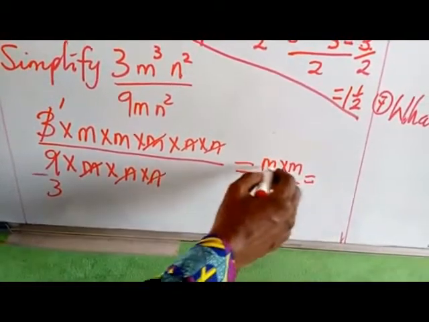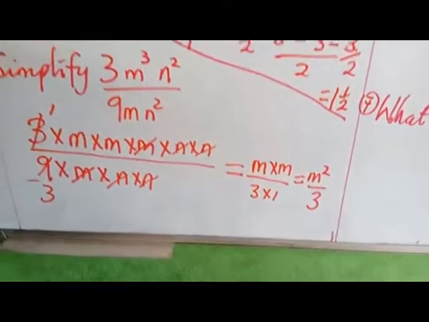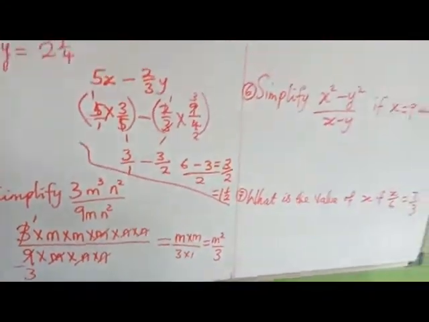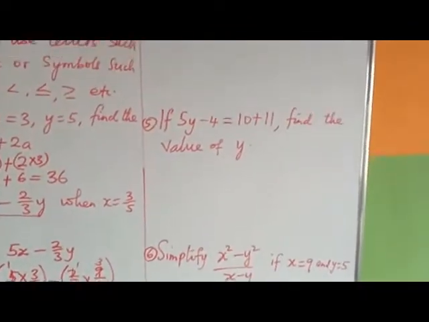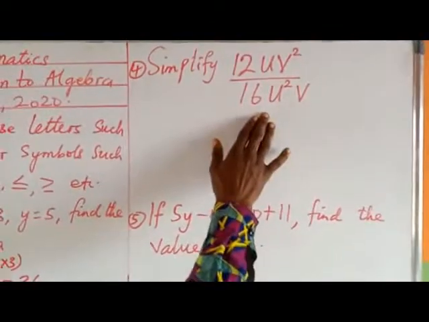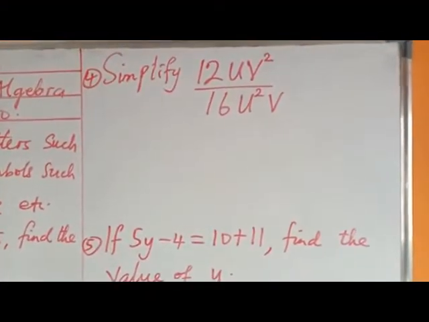This is going to give us m times m, which is m squared, all over 3. And that's our final answer here. Is that understood? Alright, let's quickly look at example 4. This example is almost the same thing as this. You see the same method we're going to use.